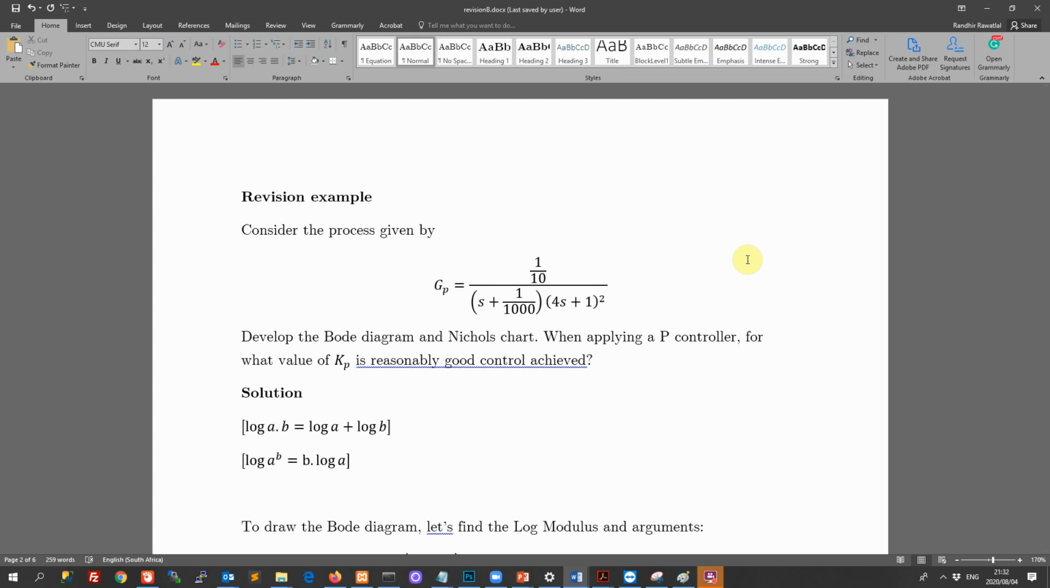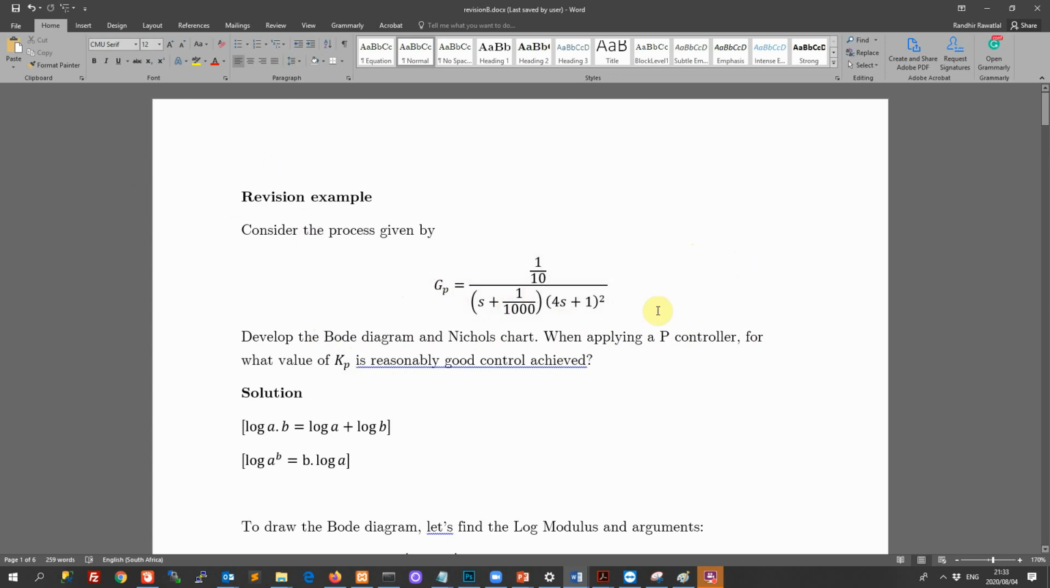In the last revision session, we ran out of time before we could complete a full example, taking a transfer function for some process and going all the way from constructing the Bode diagram and the Nichols chart and then applying a controller, even a simple one like this. So that's what we'll do in this session.